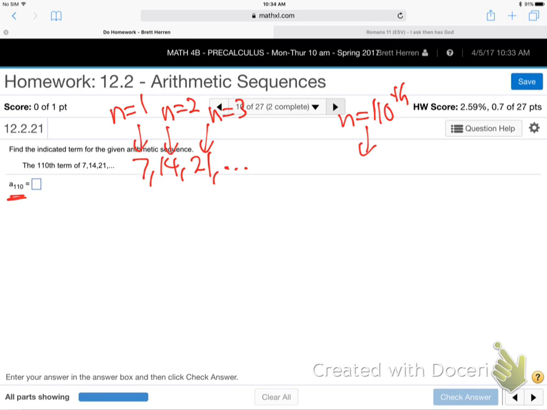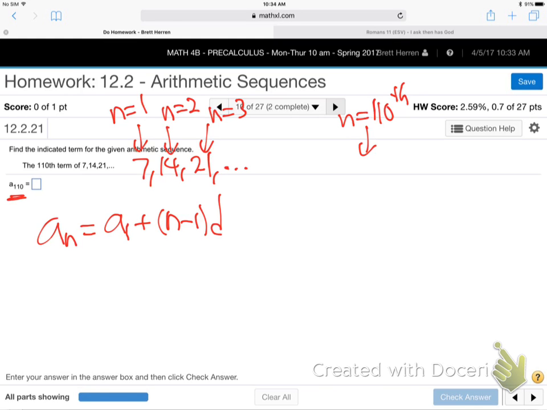Yeah, you want to find the a sub n formula. That'll help you. Use the a sub n formula, which is a1 plus n minus 1 d, right? First find the general a sub n formula, then once you've got it, plug in 110. And you'll be able to jump down to the 110th term, right? That makes sense?